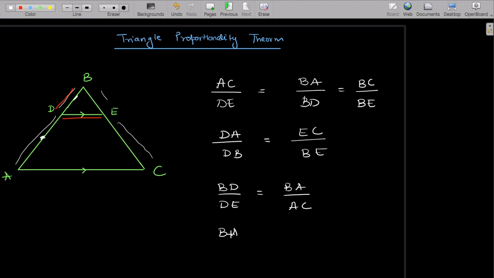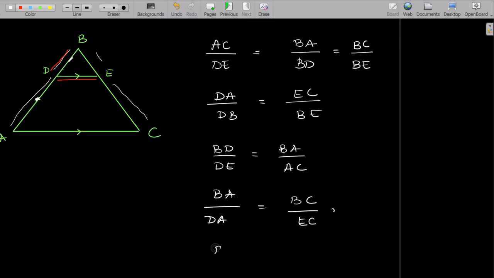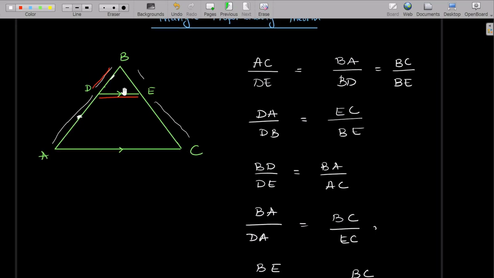Then another one we can take: BA over DA will be equal to BC over EC. And finally, on the other side, BE over DE will be equal to BC over AC. These are all the ratios that will be equal, and now in the questions they can give you any one side and they can remove the other side.